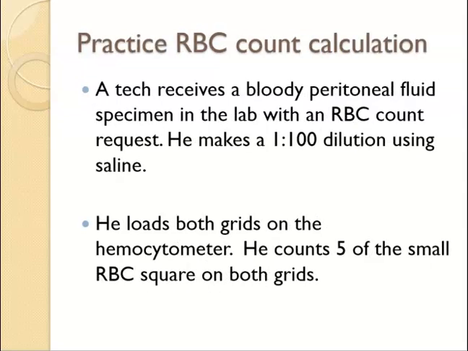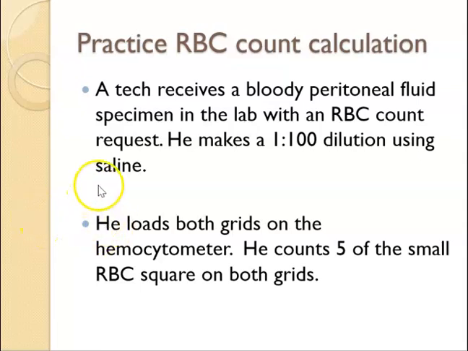So let's look at a practice problem with red blood cells or a red blood cell count. A tech receives a bloody peritoneal fluid specimen in the lab with a red blood cell count request. Peritoneal is another way of saying fluid from the abdomen. He makes a dilution of a 1 to 100 using saline.